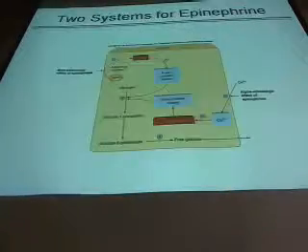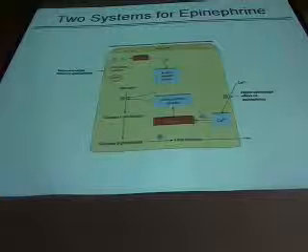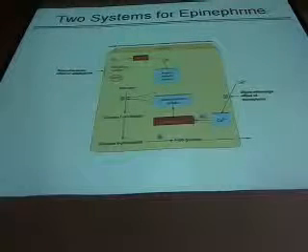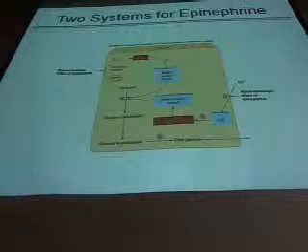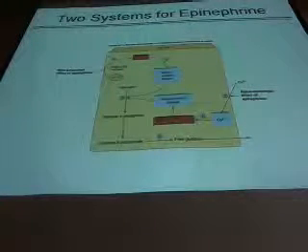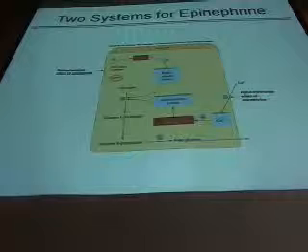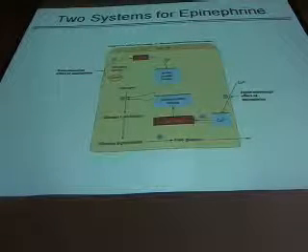Phospholipase C, I think we just went through that. Epinephrine, beta-adrenergic or alpha-adrenergic, we still get the calmodulin. And then this one is the liver, so the glucose gets the two methods for epinephrine.